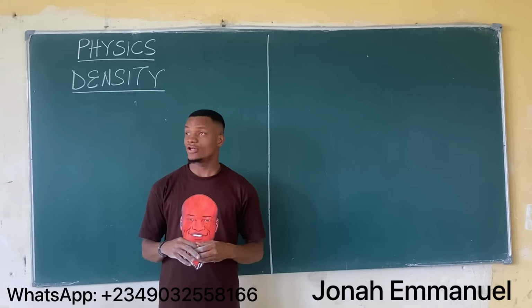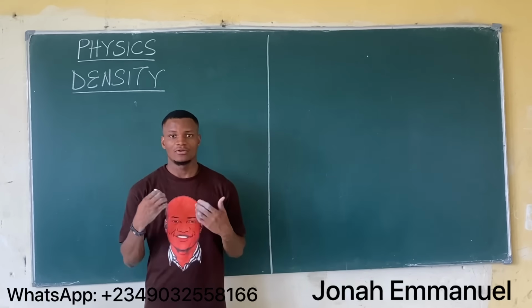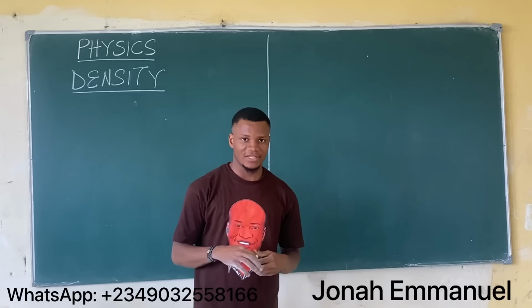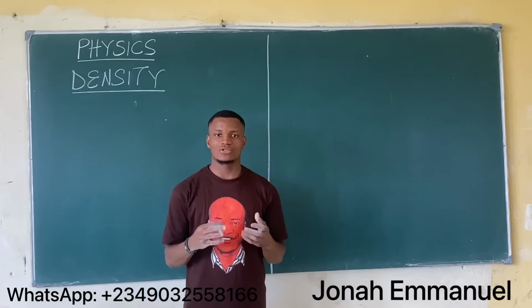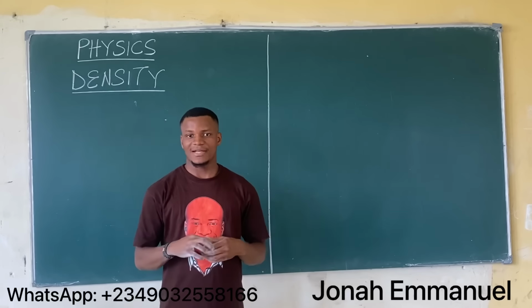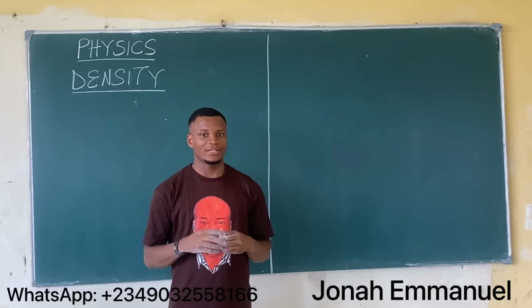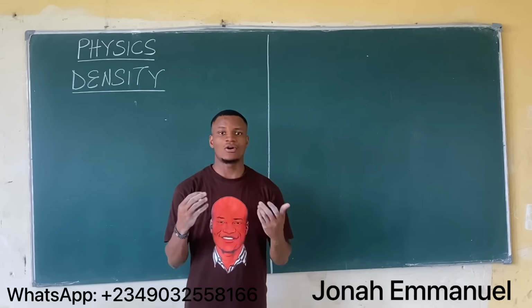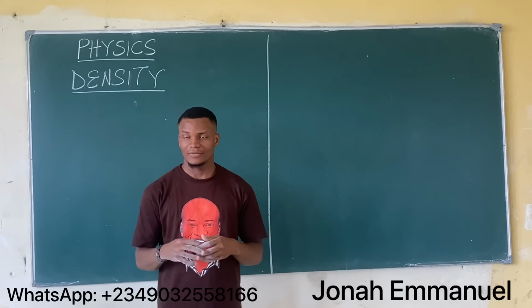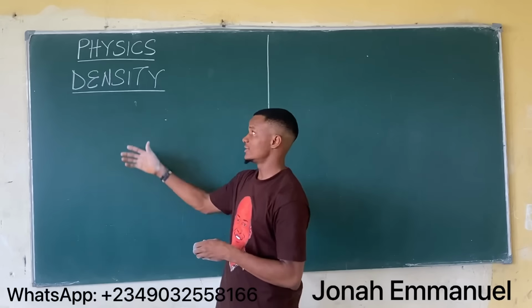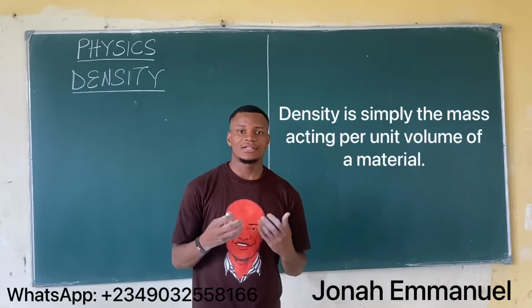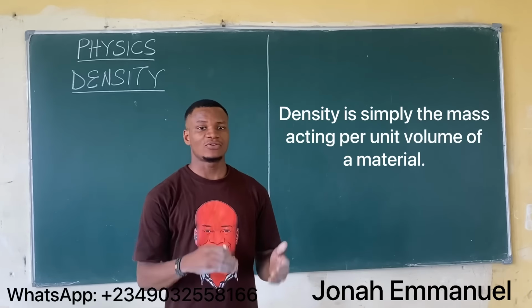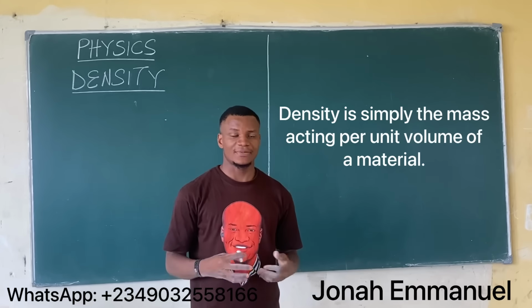For today, we're looking at the concept of density, relative density, Archimedes principle, and Upthrust. And we're using all of these concepts to solve JAMB past questions. But before then, let's consider these concepts and understand what they mean. Alright, first things first, let's look at density. Now, density by definition is simply the mass acting per unit volume of a substance.